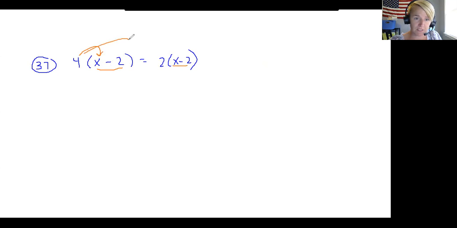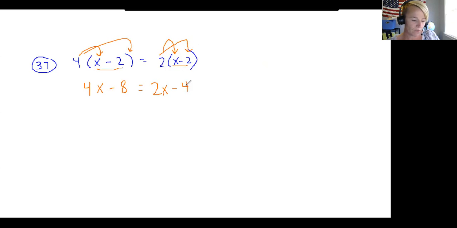Well, you use that fancy smancy distributive property. 4 times x is 4x, and positive 4 times a negative 2 is a negative 8. Gonna have to also use fancy smancy distributive property over here too. 2 times x is 2x, and positive 2 times a negative 2 is a negative 4.